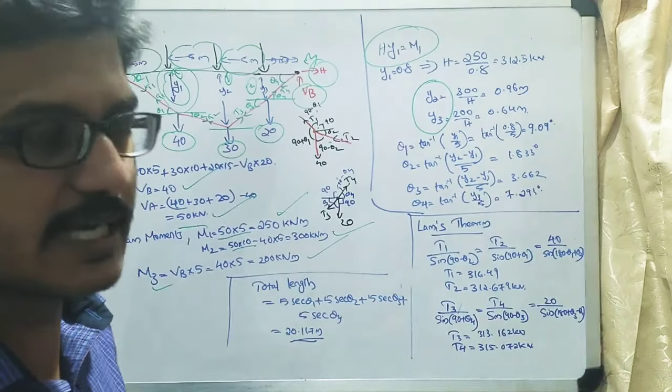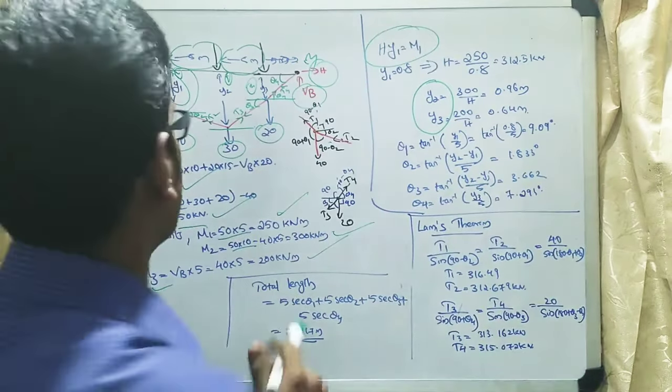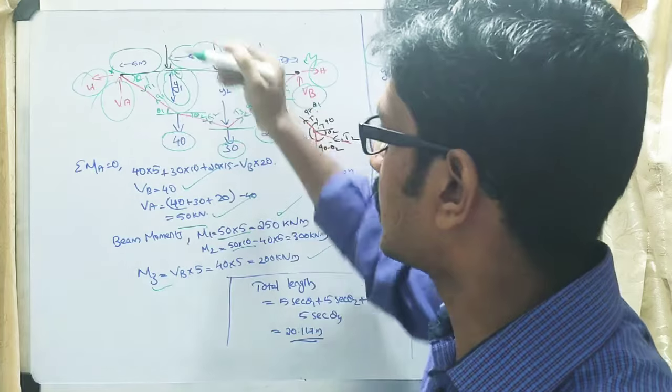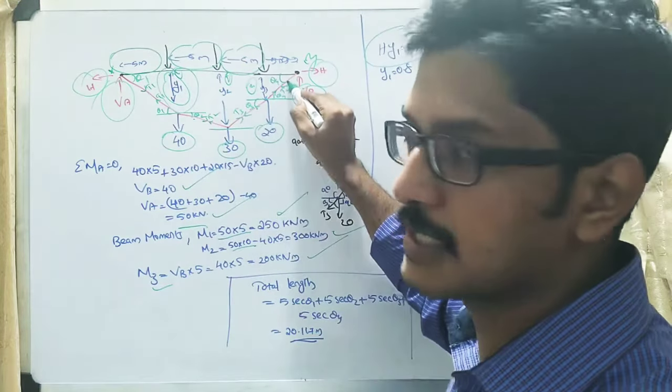Then the next stage is we have to find out how much theta the cable is making. That is theta 1 here, here theta 2, here theta 3 and here theta 4.